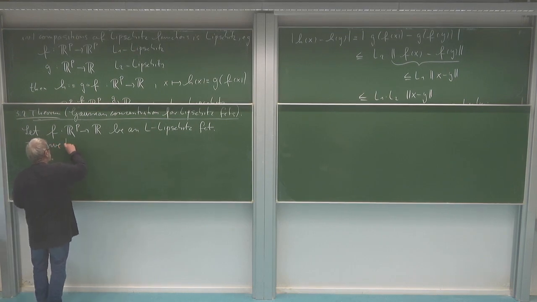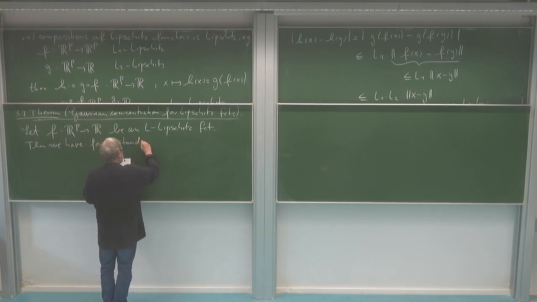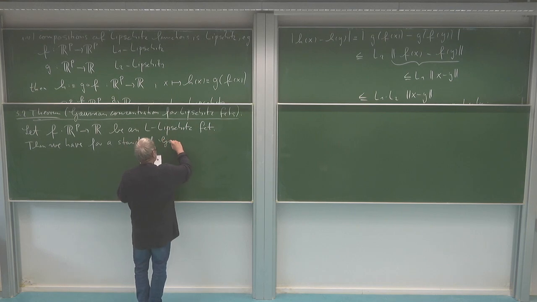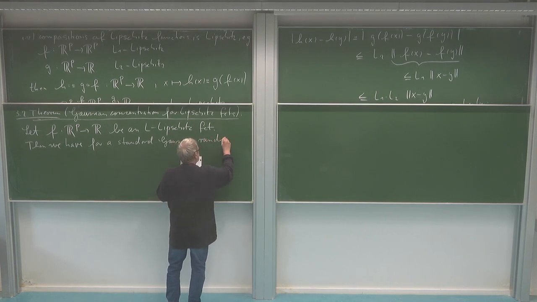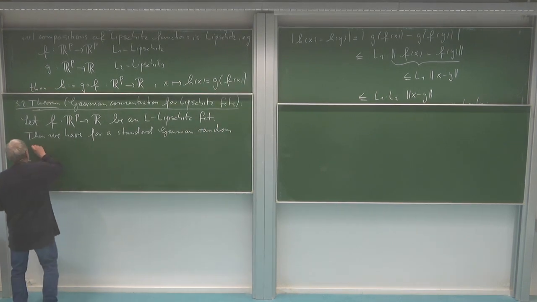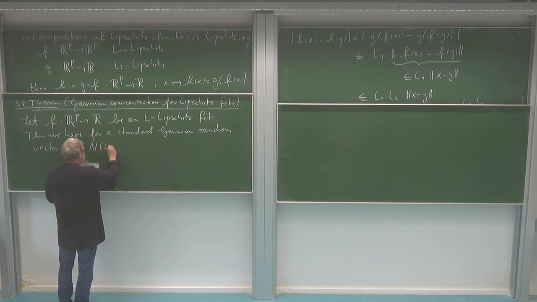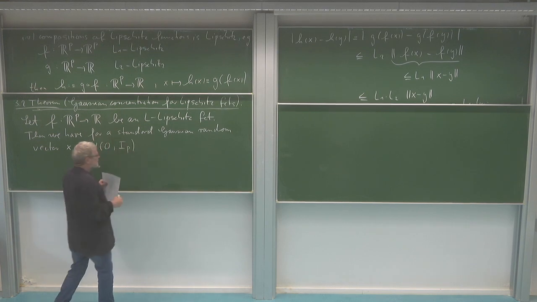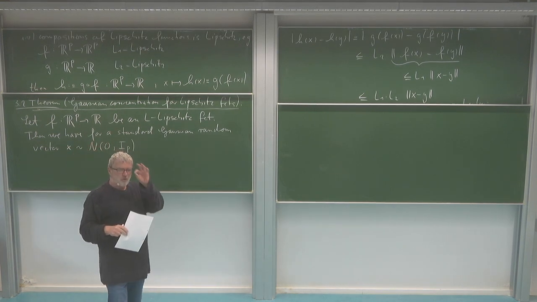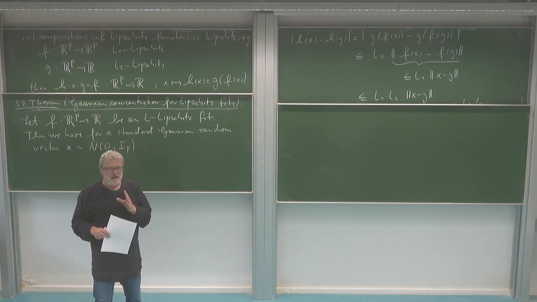So then we have, and again we take a standard Gaussian random vector X. Standard Gaussian means its distribution is the normal distribution in p dimensions with mean 0 and covariance matrix identity, which means nothing else than that all the components of this vector are independent, and each of them has a standard Gaussian distribution with mean 0 and variance 1.